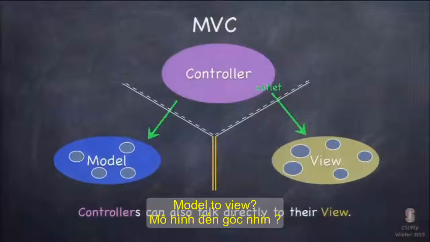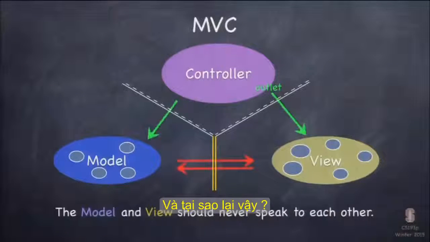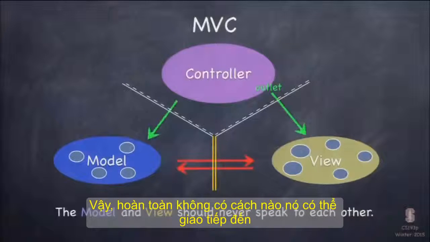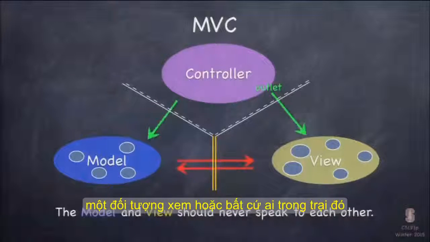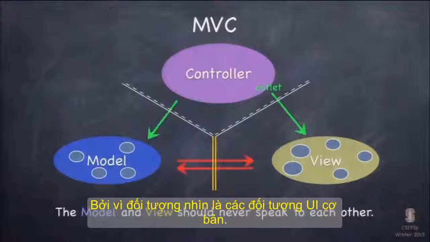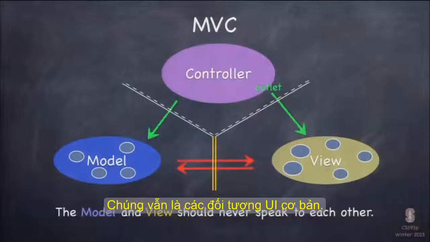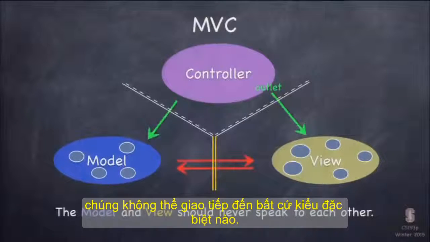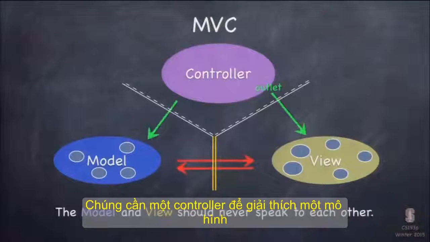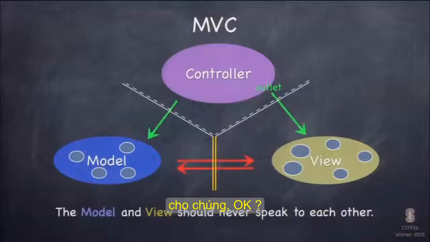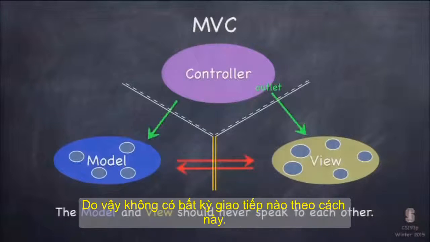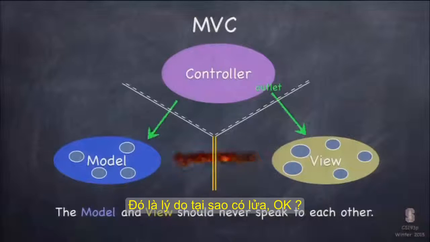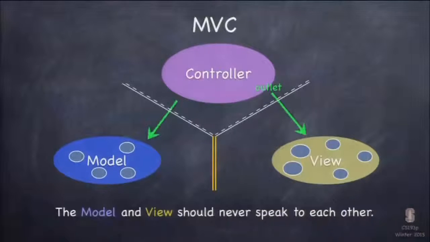What about this communication, model to view? Never. And why is that? It's 100% obvious. The model is completely UI independent, so there's absolutely no way it could talk to a view object or anyone in that camp, because the view objects are fundamentally UI objects. They're kind of generic, but they're still fundamentally UI objects. Similarly, since the view objects are kind of generic, they can't be talking to any specific model. They need a controller to interpret a model for them. So there's never any communication this way. That's why it's a double yellow line. That's why these lines are red. That's why there's fire. Never go across that line, ever.